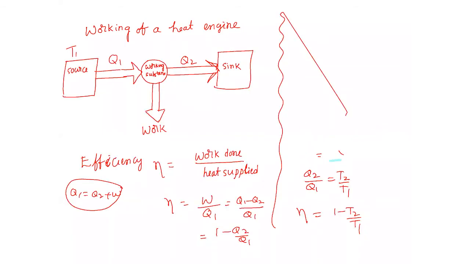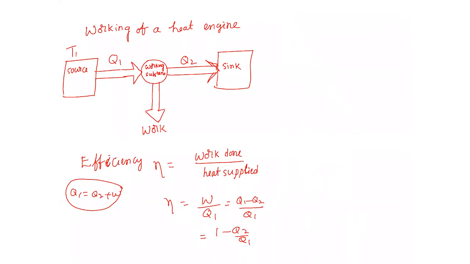But this formula can be used for the Carnot cycle as well. But if the working substance undergoes any other cyclic process, then this is the formula for efficiency: work done by heat supplied, or Q1 minus Q2 by Q1, or 1 minus Q2 by Q1. Had it been a Carnot cycle, then Q2 by Q1 equals T2 by T1. You understood, children? So this is the formula for any general heat engine.